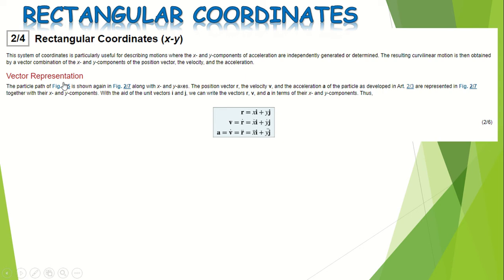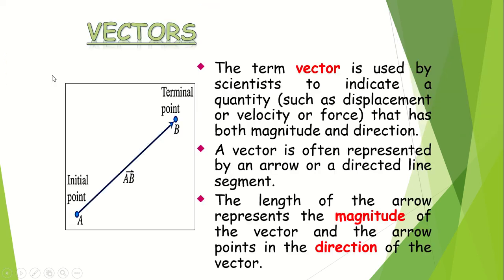So here we have the vector representation, but before we go to the details of this one, let's quickly review what a vector is all about. The term vector is used by scientists to indicate a quantity such as displacement, velocity, or force that has both magnitude and direction. A vector is often represented by an arrow, something like this. This is an example of a vector. We have here the initial point, and this is what we call the terminal point. So we have here the vector AB.